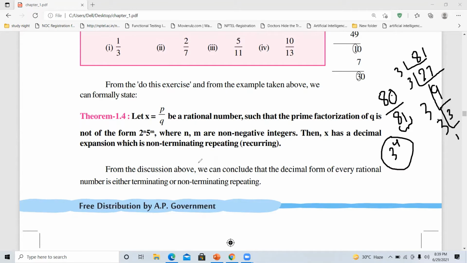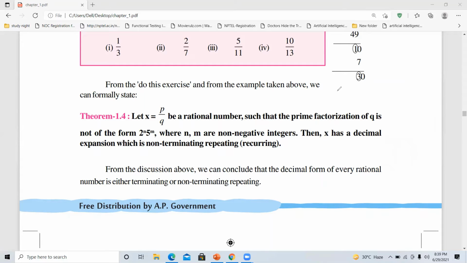But it will never be in the form of 2 power n into 5 power m. Since it is not in the form of 2 power n into 5 power m, where n, m are non-negative integers, we can say that the result of this division, 80 by 81, gives you a non-terminating repeating decimal. Non-terminating repeating decimals means nothing but it will have a pattern after the decimal point.